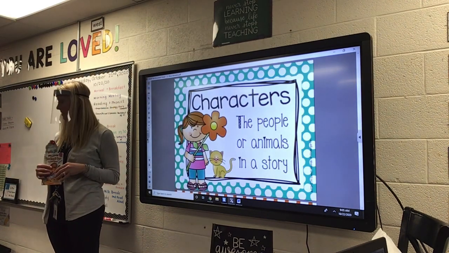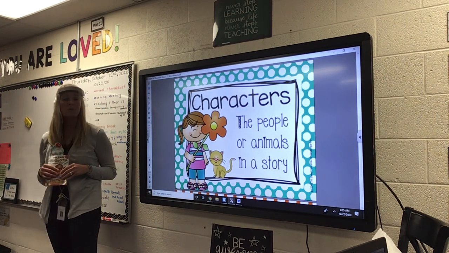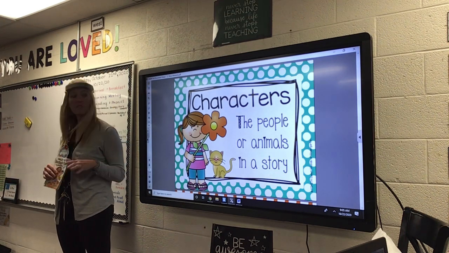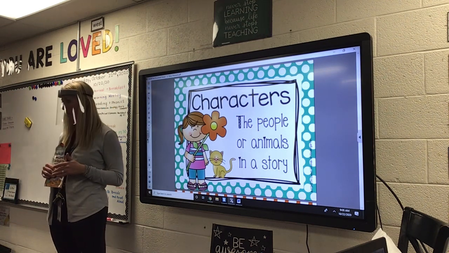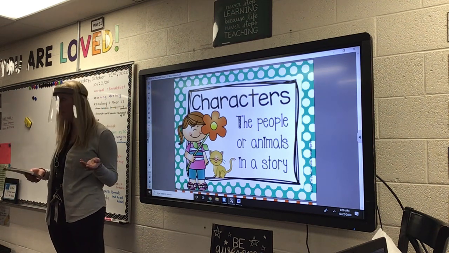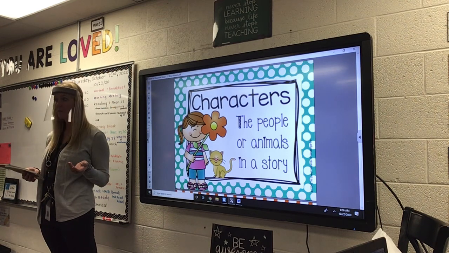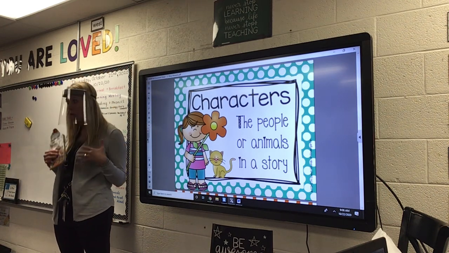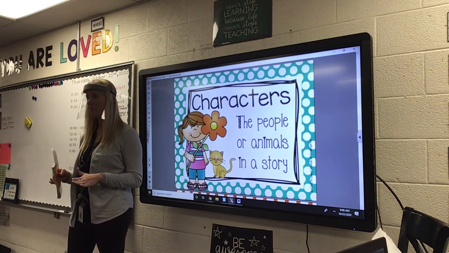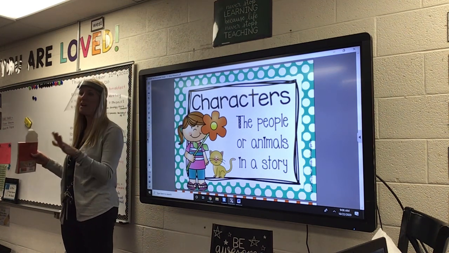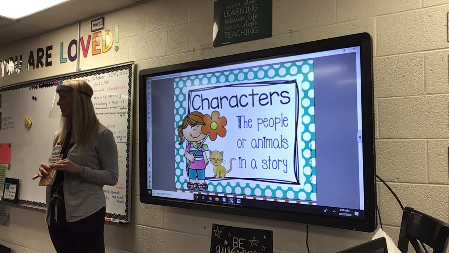Then, after this, you need to have the characters. The characters are the people or the animals in the story. So your characters don't have to be people. They can be animals too. But usually you have one main character. Who is the story all about? And then you have some other characters that are part of the story too.